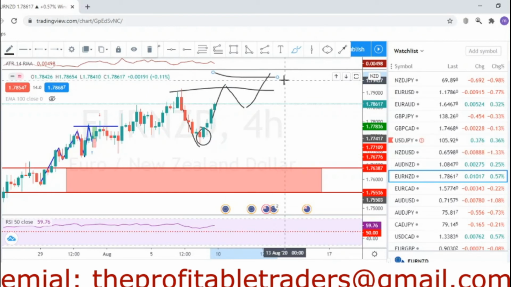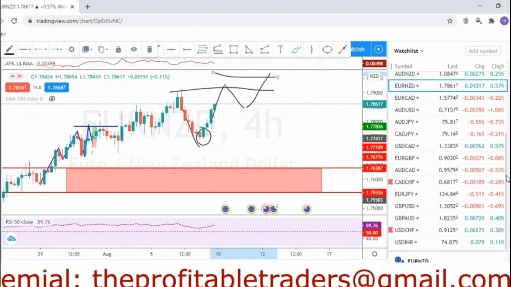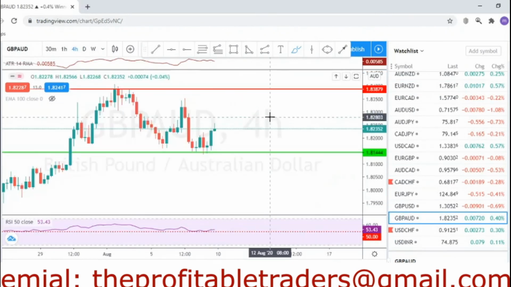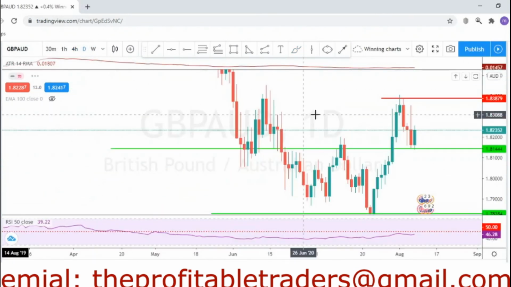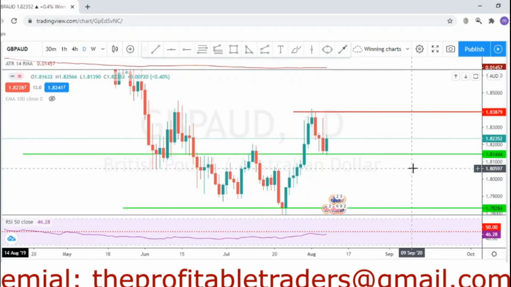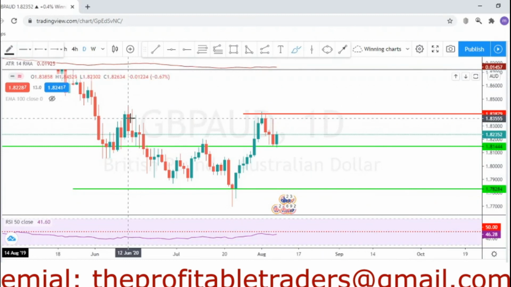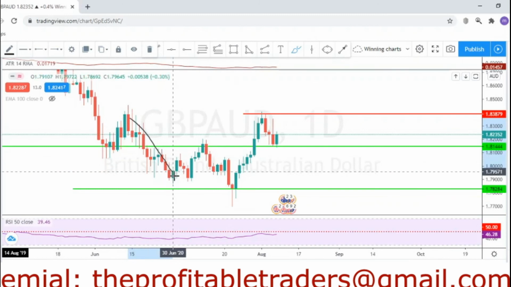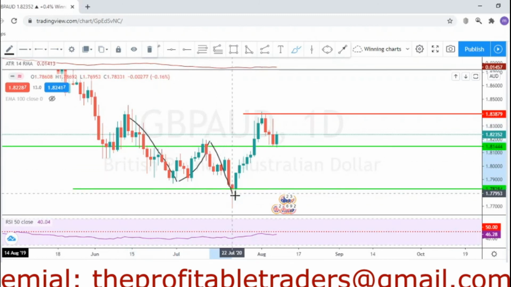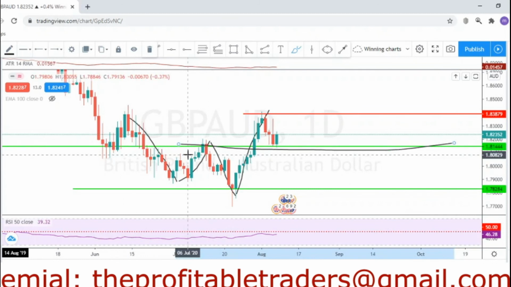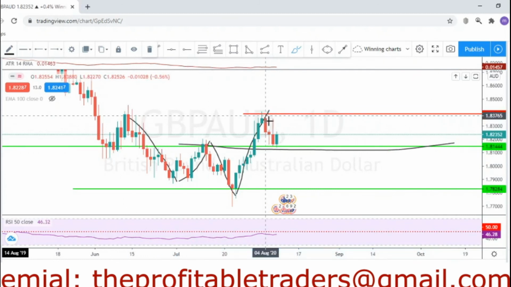The next pair that I'm watching is Pound Aussie. Let me see it here. This Pound Aussie, let's go to a daily time frame. You can see pretty well what's going on here. You have this market that has been in a downtrend, making lower lows and lower highs, and all of a sudden it broke above this previous level of the structure and made a pullback to it.